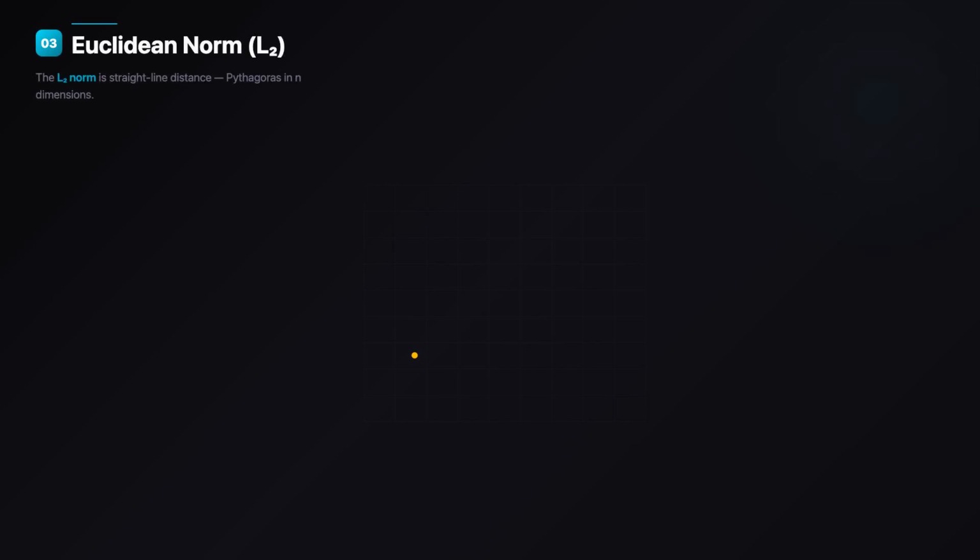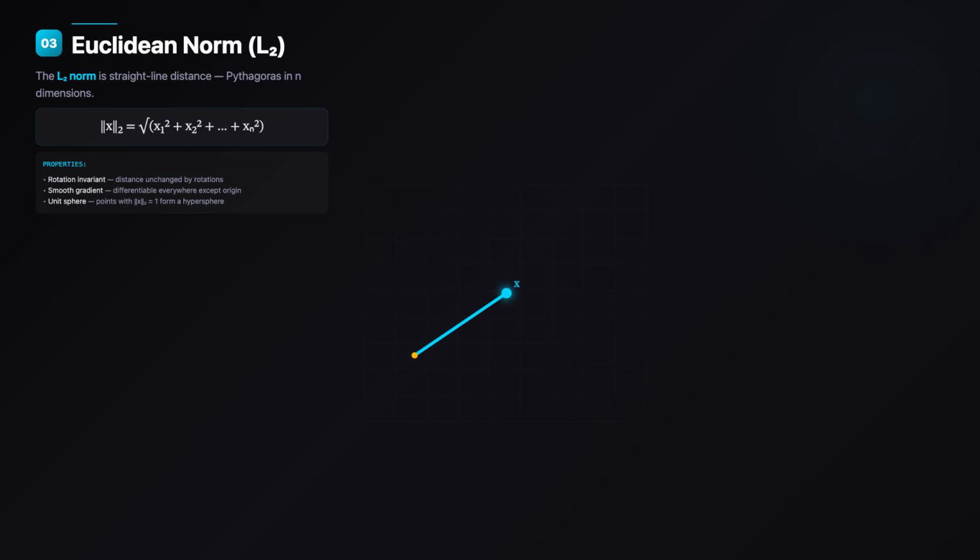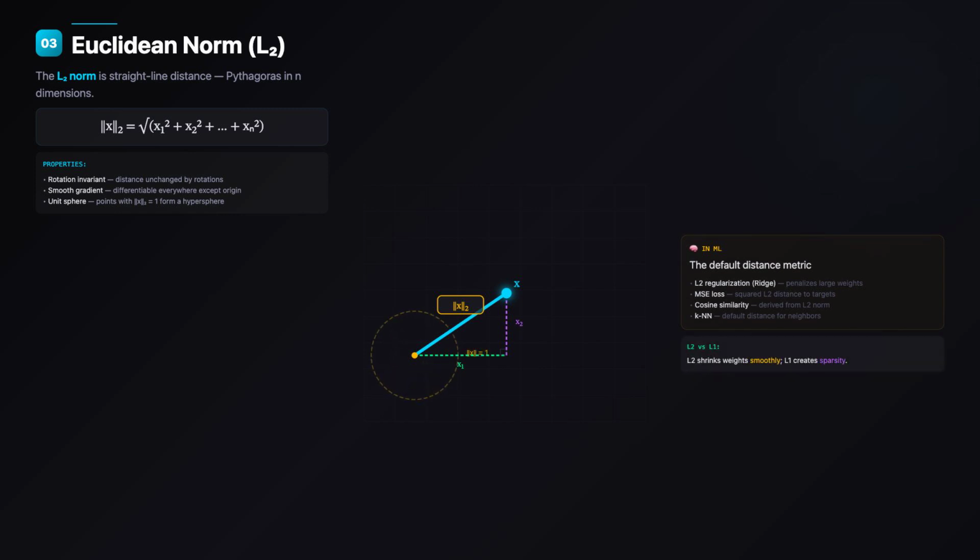The L2 norm is straight-line distance, Pythagoras in n dimensions, square root of the sum of squared components. This is the default distance metric in most ML algorithms. L2 regularization penalizes large weights smoothly.